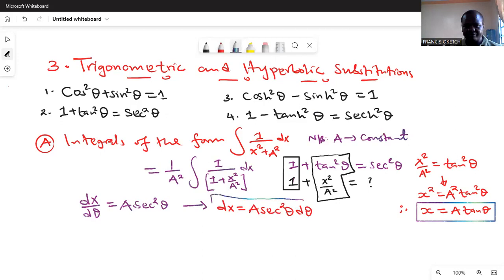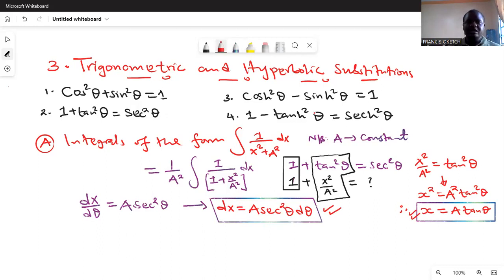Those are the substitutions that you make. Look at the ones I have bracketed. These are the substitutions that one has to make to be able to evaluate such integrals. The ones that I have ticked are what is important. So I am going to give you just one example to illustrate the concept.